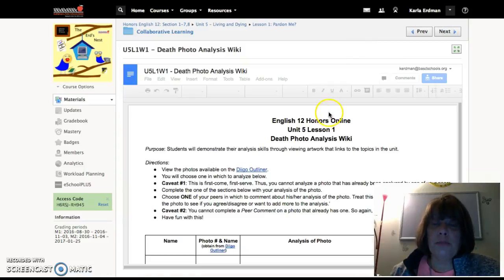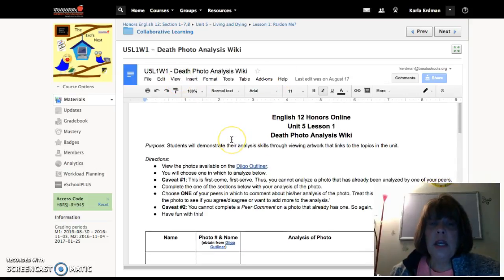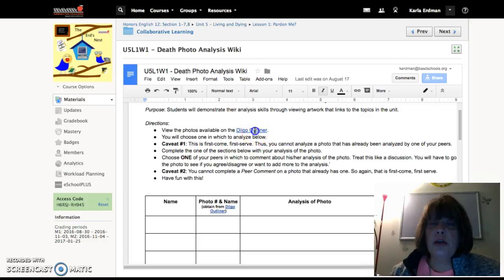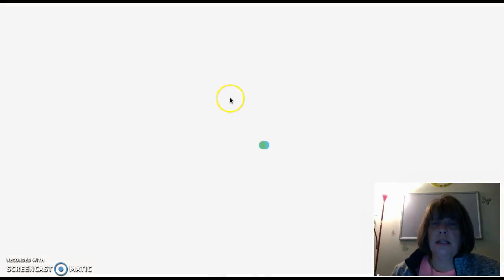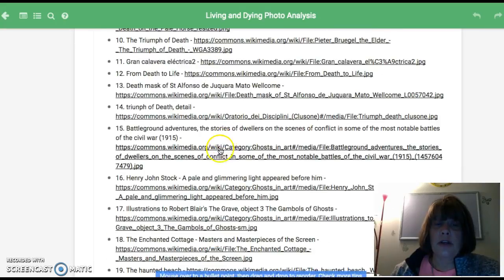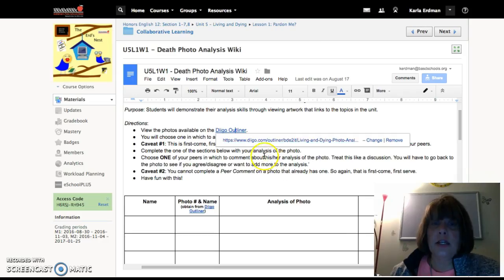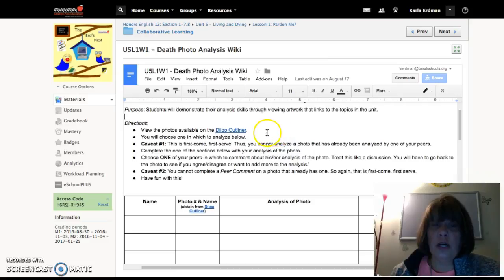One of the other pieces that's collaborative is this death photo analysis wiki. You will notice that you will go to a Digo outliner. This is mine, where you will go in and there are different photos. There are actually 25 different photos on that list. So there should be no duplicates. It does say this is first come, first serve. So again, the quicker you do it, the more you get to choose one. It actually says which photo, and put the name of it on there.